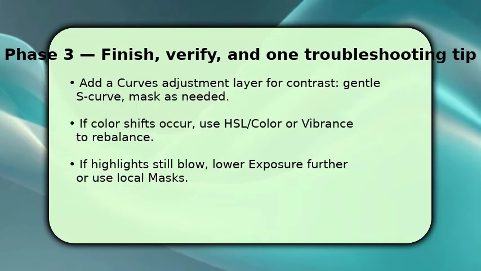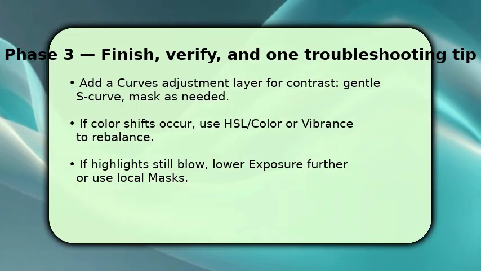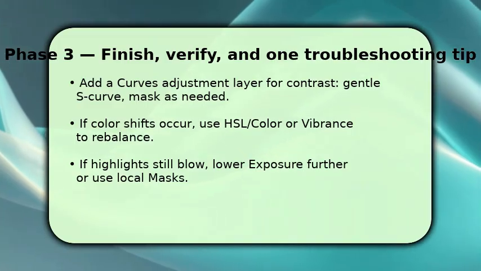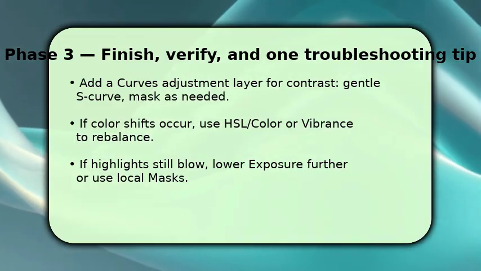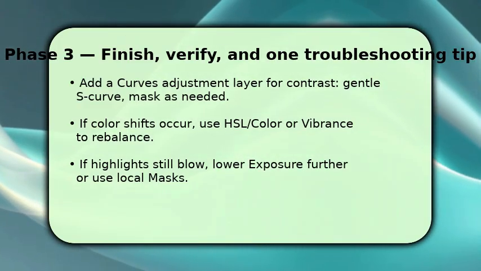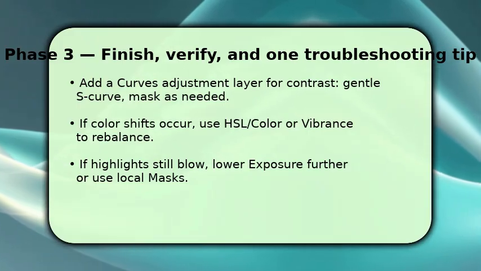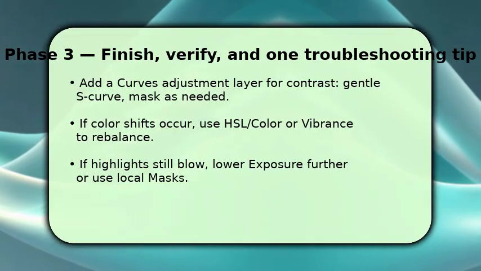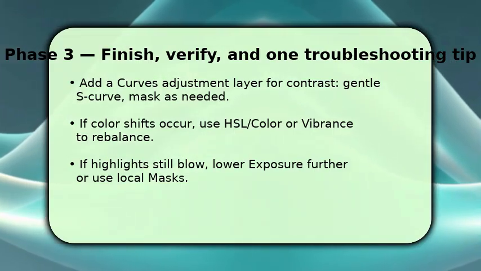read naturally. If you still see blown highlights, reduce exposure slightly more or use Camera Raw's local brush to target specific spots. Troubleshooting tip: if highlights remain clipped, duplicate the smart object, set blend mode to multiply at low opacity, then mask it in. This recovers detail without color distortion.